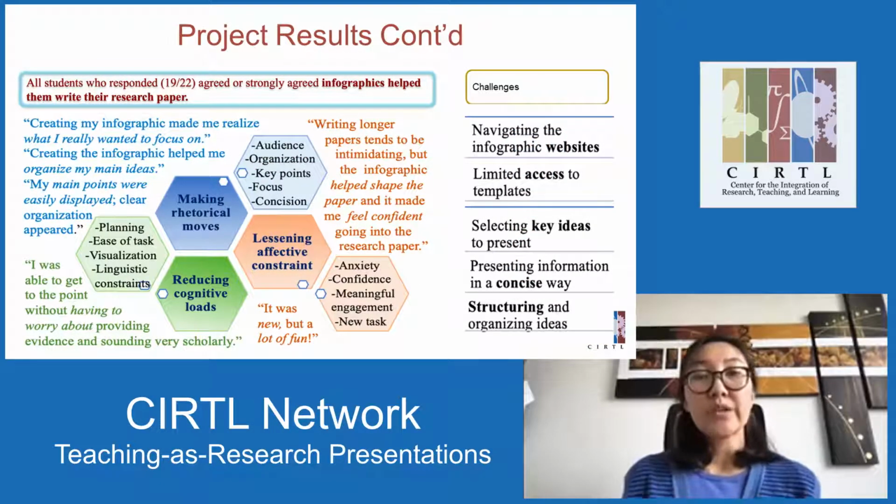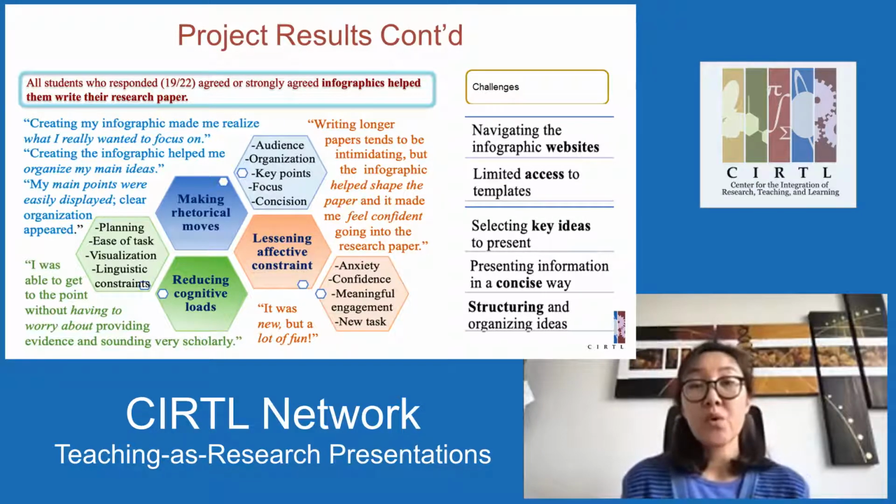The research questions 2 and 3 explore students' experiences and perceptions. And all students who responded, that's 19 out of 22 students in this class, agreed or strongly agreed infographics helped them write their research paper. Analyzing their open-ended reflection and survey questions, I identified 3 major themes, and these include making rhetorical moves, lessening affective constraints, and reducing cognitive loads.